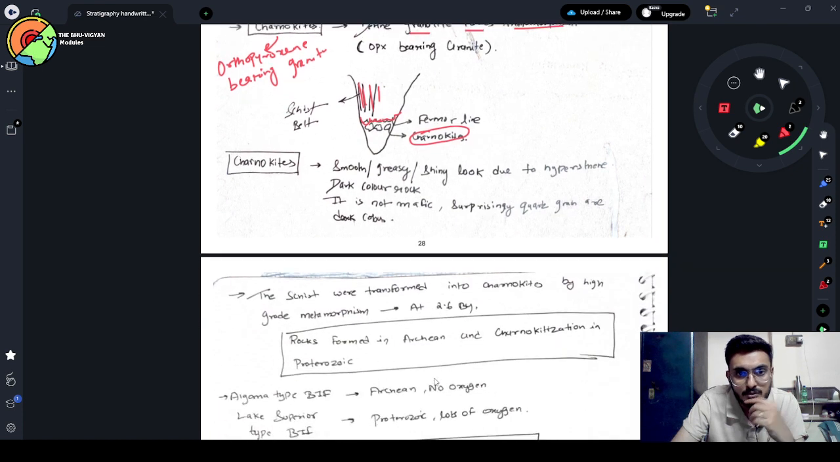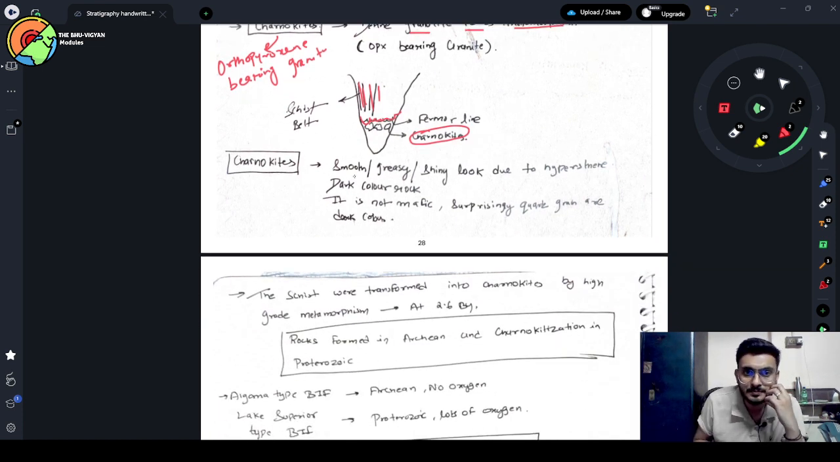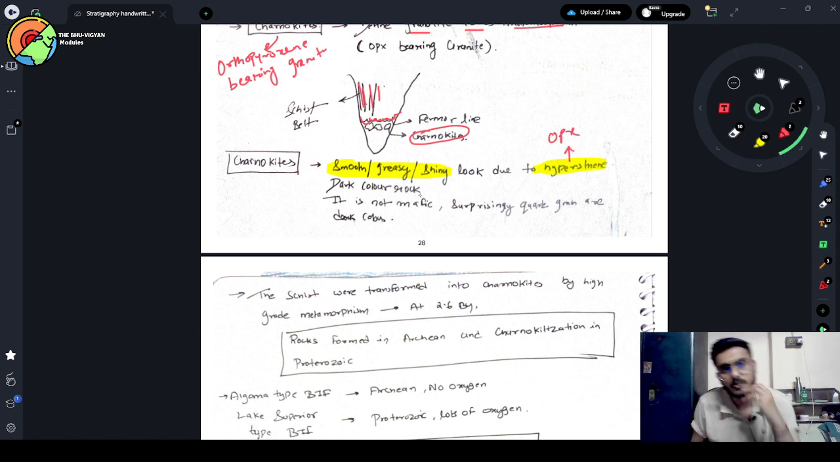Now what are these charnockites? These have a smooth, greasy, shiny look due to hypersthene. Hypersthene is your orthopyroxene, and it is a dark colored mineral. Surprisingly it is not mafic; the quartz grains are dark colored. Charnockites form at very high temperature, above 900 degrees Celsius. Generally rock melts at this temperature, but charnockites survive because of the influx of CO2. Because of the influx of CO2 the charnockite does not melt, and the dark colored mineral which we get here is basically quartz.